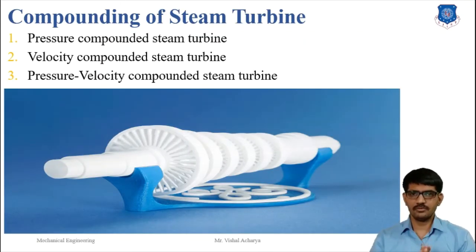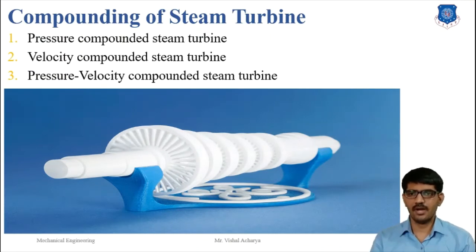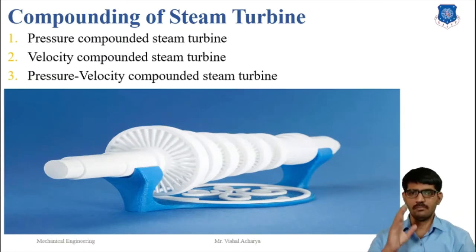The compounding of steam turbine is of three parts: pressure compounded steam turbine, velocity compounded steam turbine, and pressure and velocity compounded steam turbine. Compounding is a method to reduce the rotational speed of the impulse turbine to a practical limit.